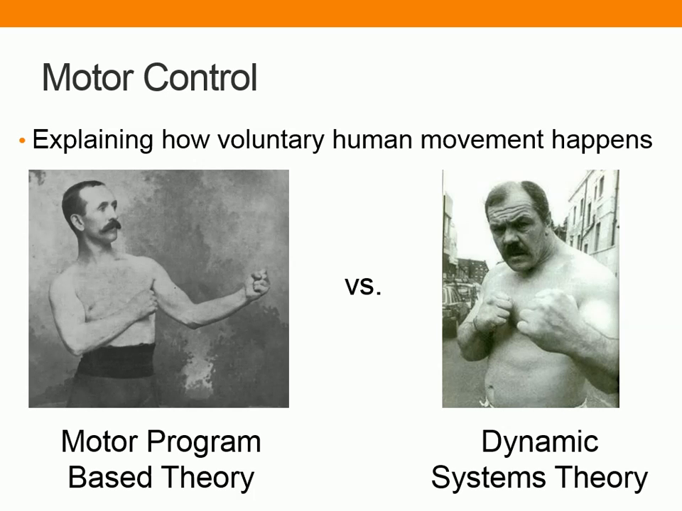If we step back from that and dig into each theory, they both explain several things about human movement. Neither one is 100% right. There are some things that motor program based theory explains that dynamic systems theory can't explain, and vice versa. In reality, if we can get over the scientists with egos trying to prove the other people wrong, we'd recognize that both of these contribute a lot of knowledge to our understanding of human movement.